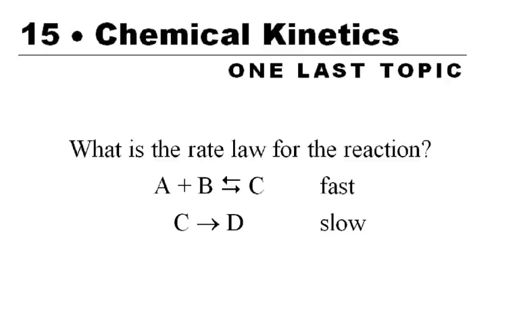In chapter 15, we were talking about reaction mechanisms, but there's one kind of mechanism we really can't deal with until we get to chapter 16, which is equilibrium. And that is a mechanism in which we have a fast equilibrium in front of a slow step. So what is the rate law for a reaction that looks like this?